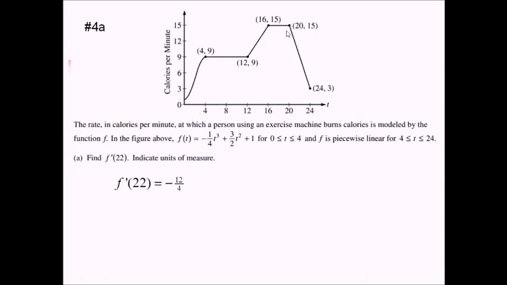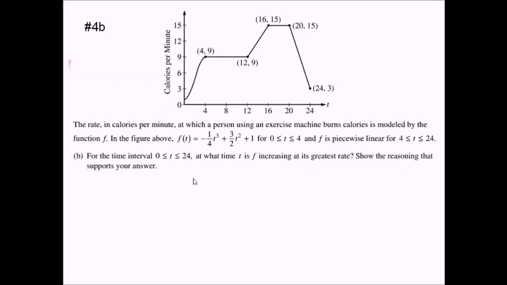Since the original graph was calories per minute, and we're finding how this is changing over time, this will then be calories per minute squared. When you take the derivative of something, you divide it by whatever the input units is, in this case dividing by minutes, minutes squared.